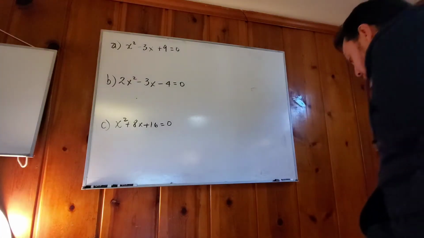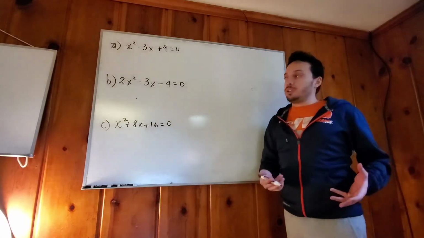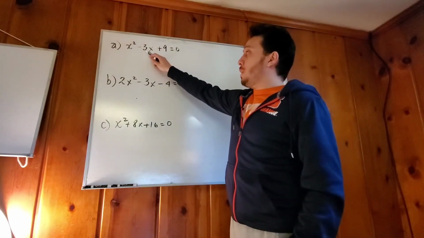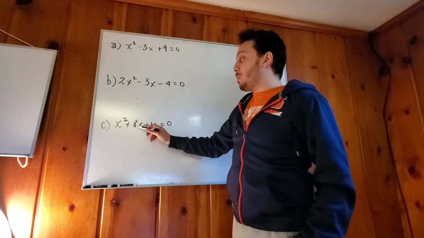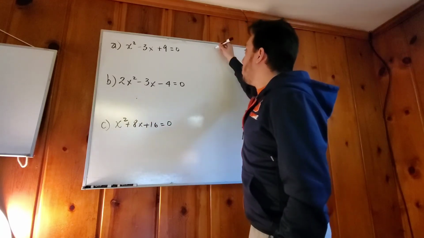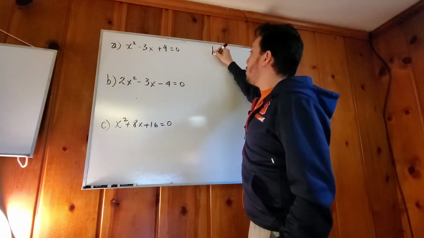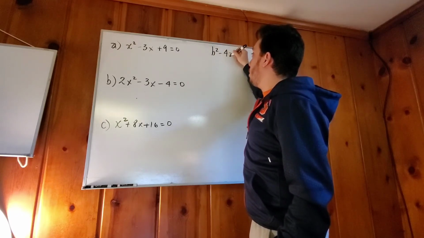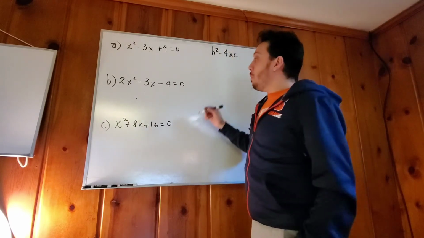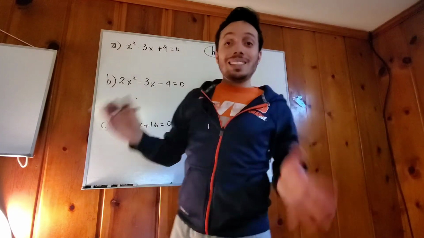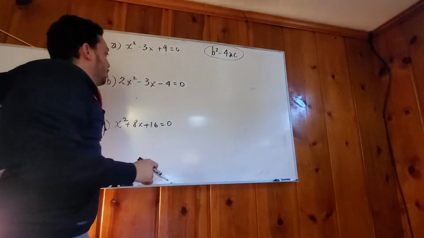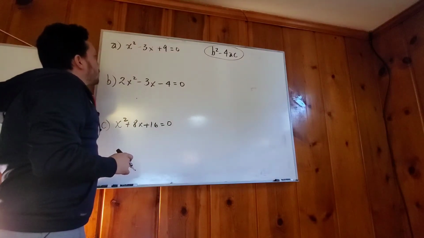Okay, so the first example is divided into 3 sections, pretty easy. x squared minus 3x plus 9, 2x squared minus 3x minus 4, x squared plus 8x plus 16. And always remember the discriminant: the discriminant is b squared minus 4ac. Pretty easy. So I'm going to just leave it there because it applies to the 3 examples. And let's look at how the examples work.